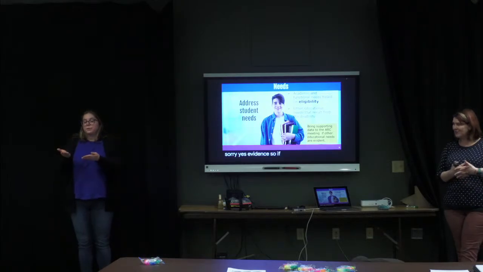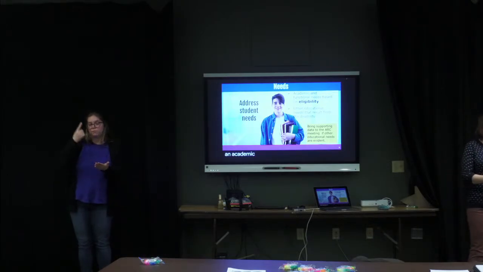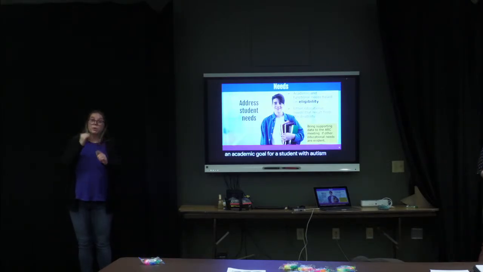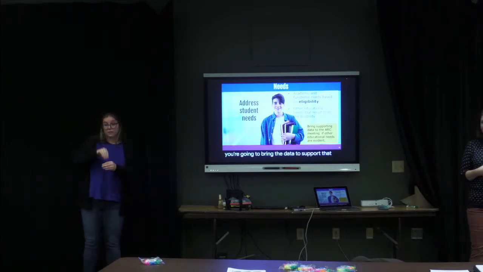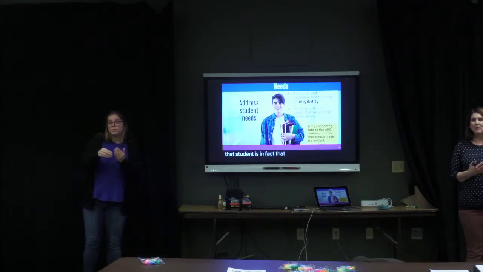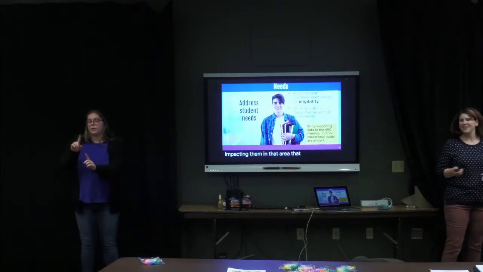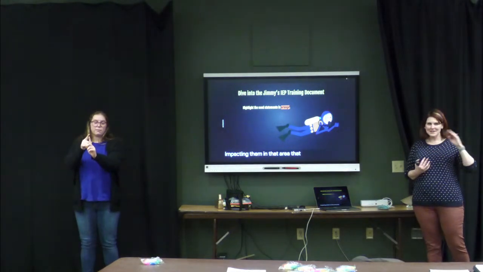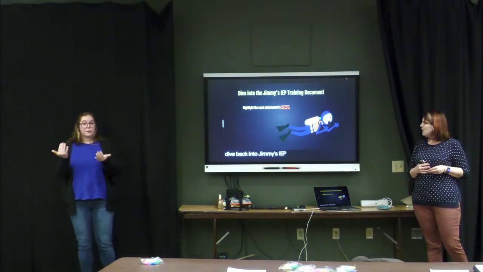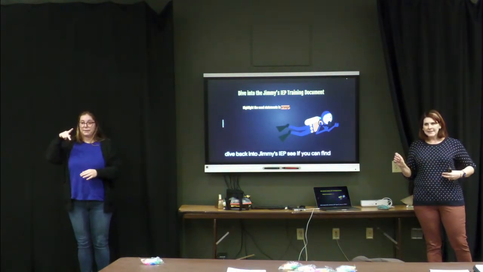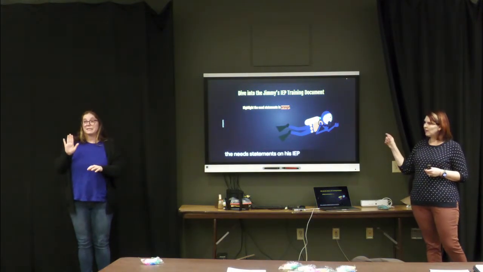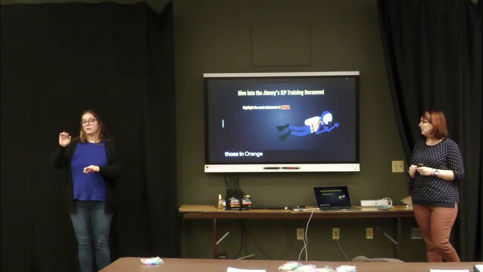So if you are going to write an academic goal for a student with autism, you're going to bring the data to support that that student's disability is impacting them in that area. So we're going to dive back into Jimmy's IEP. See if you can find the needs statements on his IEP and highlight those in orange.